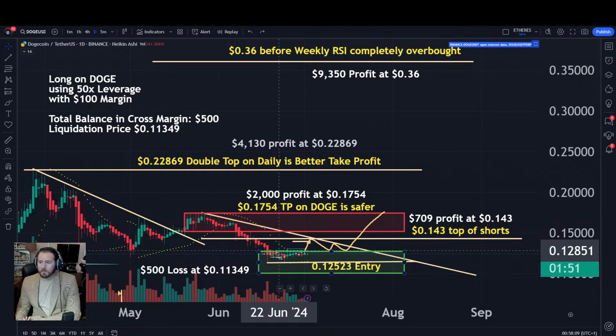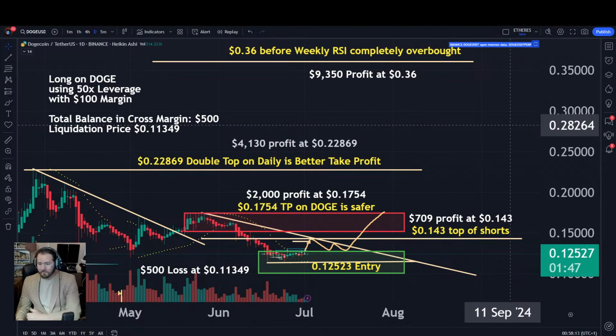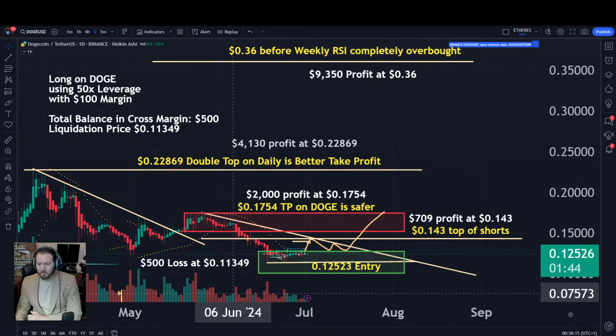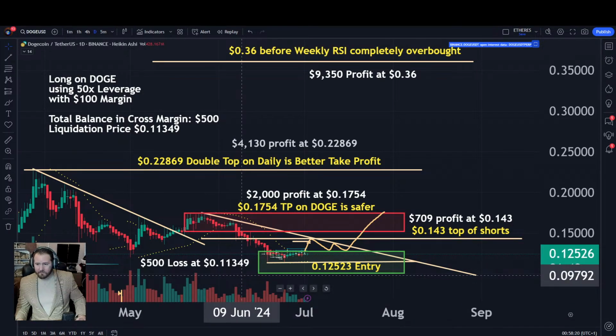You would have to do less work, though, if you're waiting to take that $9,000 profit at 36 cents. Keep in mind it's not guaranteed because you will lose the $500 margin in your cross margin if we hit 11.349 cents.